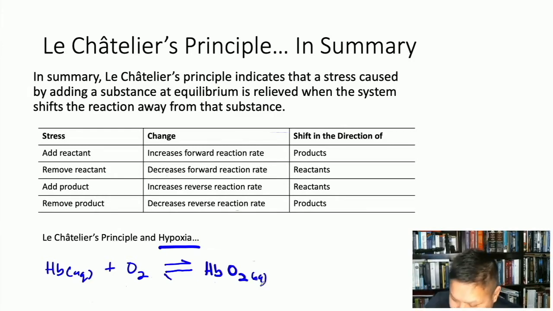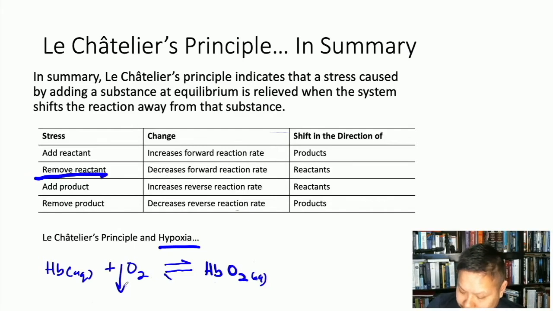But say you go and climb a mountain and you have 29% less oxygen available to breathe, right? Well, that is that condition, that stress. You've removed some of the reactants. Oxygen concentration has gone down. What does that mean then?